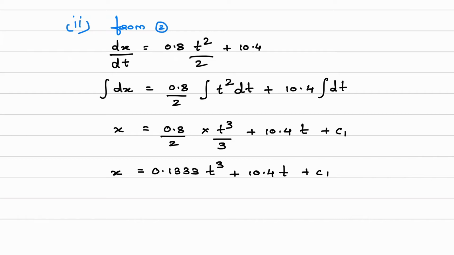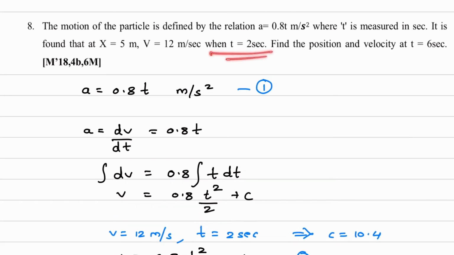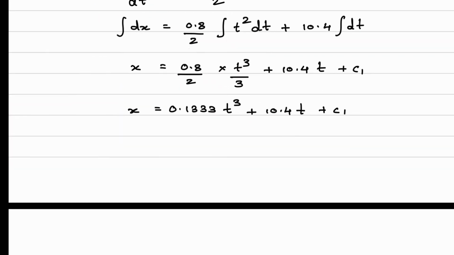Okay, now in this equation again some condition has been given in the question. Time is 2 seconds, particle is at x equal to 5 meter. So use that boundary condition. X is 5 meter when t is 2 seconds.